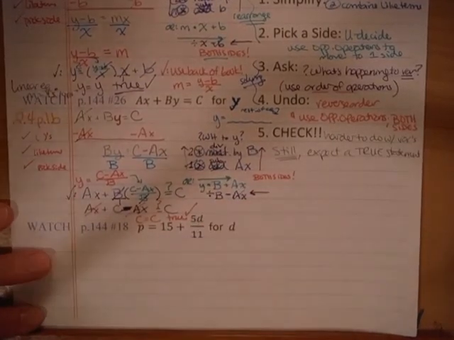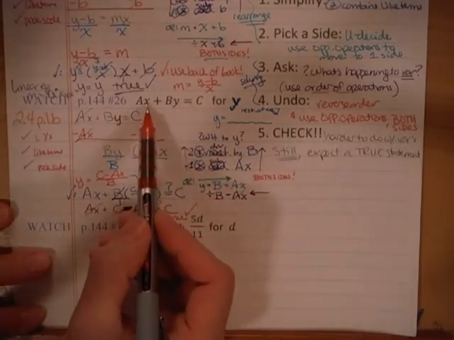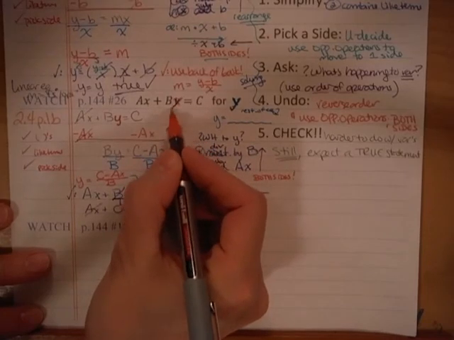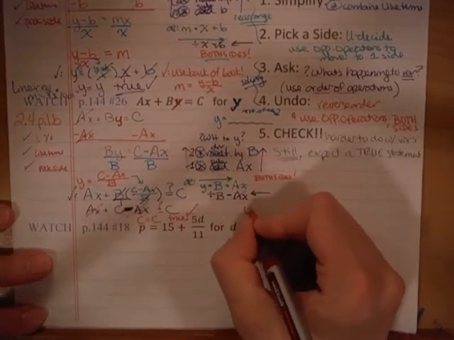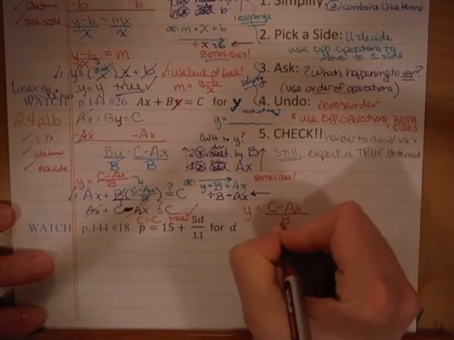So my equation that I rearranged checks, which means that when I solve ax plus by equals c for y, I rearrange this equation so y is by itself. What I get is y equals c minus ax over b.